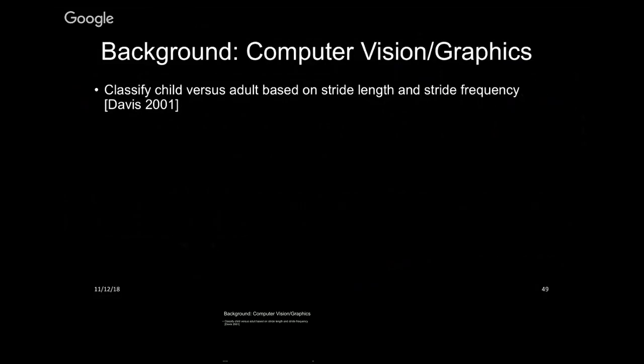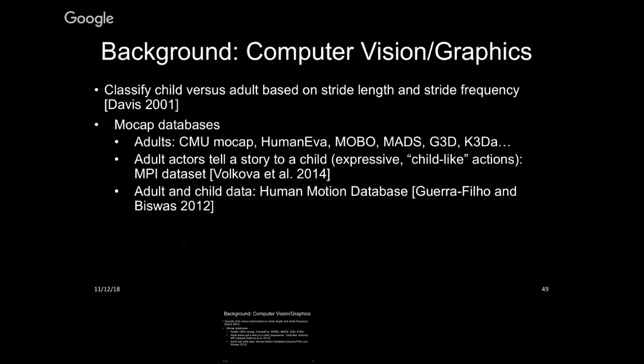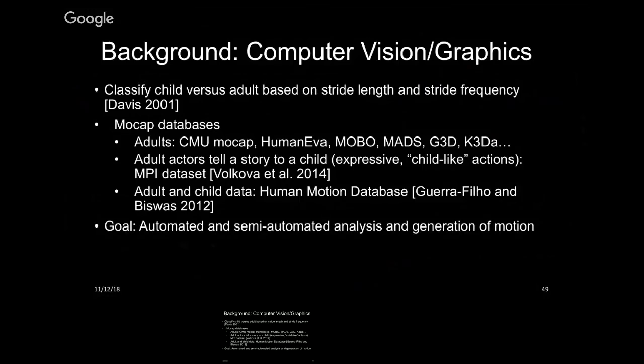We also know that there's literature in the computer vision and graphics community. It has been shown that it's possible to classify child versus adult based on stride length and stride frequency. So there are distinguishing features in the motion itself, regardless of appearance. If we look at what are the mocap databases out there, they're overwhelmingly mocap databases of adults. There's very little child mocap data available. And the goal of all of this literature is automated and semi-automated analysis and generation of motion. So it's been collected with that in mind.